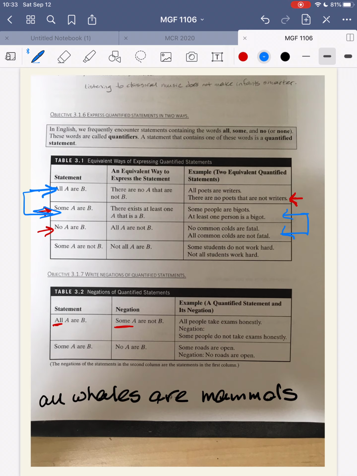So let's look at this. All whales are mammals. If I want to use a quantifier in here, my quantifier in this case would be some whales are not mammals.